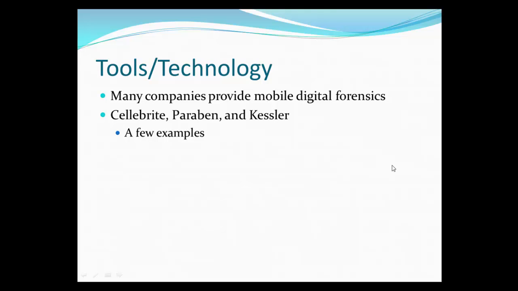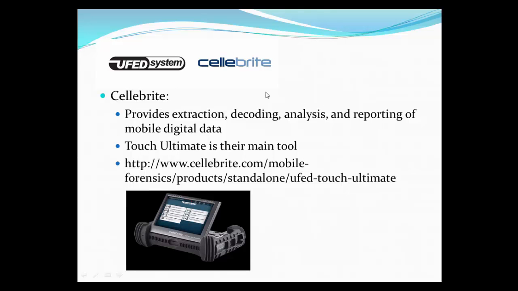Now I'm going to talk about the current tools and technology used in digital forensics. Many companies provide mobile digital forensics not only in services but in devices, such as Cellebrite, Paraben, and Kessler, for a few examples. Cellebrite is the first one, and they provide a tool called the Touch Ultimate, and that is their main tool. That's their standard device. It provides extraction, decoding, analysis, and reporting of mobile digital data. And they sell a lot more products, but this is their main one, and it's very helpful in retrieving cell phone data.